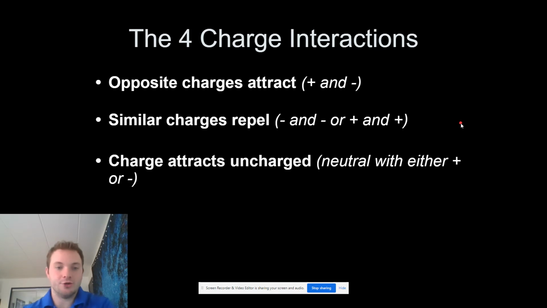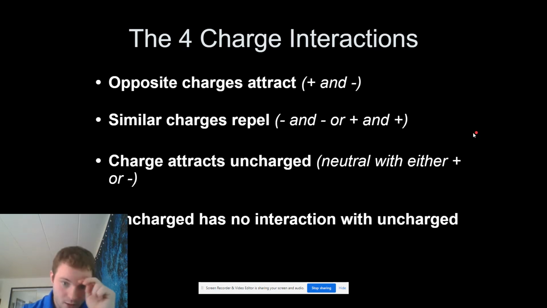And now we're going to get into what happens when something that's charged goes by something that's neutral. Anything that has a charge attracts something that doesn't have a charge. That's pretty weird, a little counterintuitive. So if one thing has a charge and one thing doesn't, they still attract. We're going to talk about why. It has to do with a thing called polarization. So uncharged and uncharged, or neutral and neutral, don't interact.